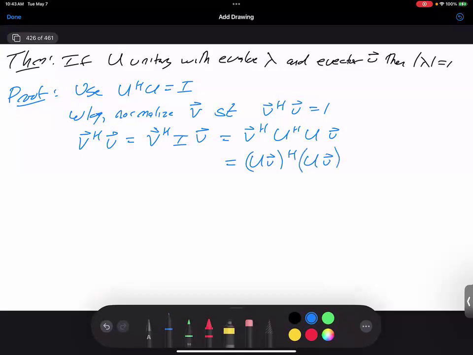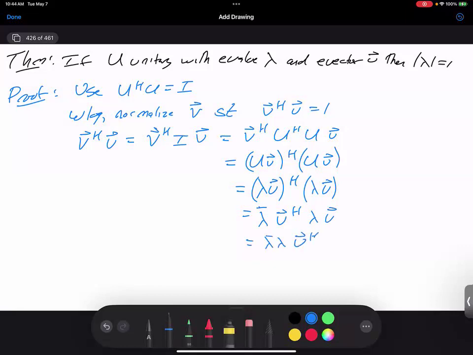But because V is an eigenvector of U with eigenvalue lambda, what is UV equal to? Lambda V. So we get lambda V Hermitian lambda V. When we take the Hermitian, it's the complex conjugate transpose. Lambda is a scalar, so that becomes lambda bar V Hermitian lambda V. I can put the lambdas together: lambda bar lambda V Hermitian V.